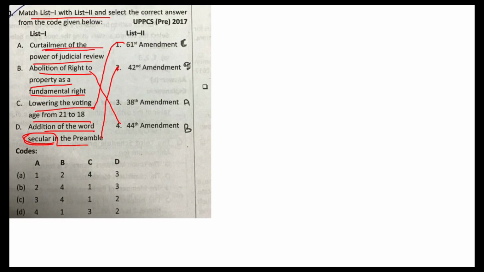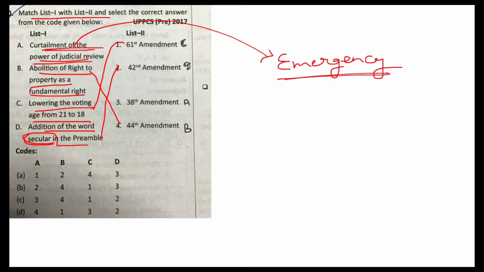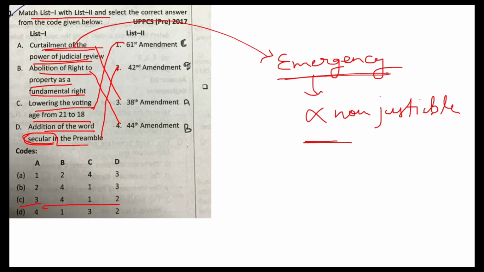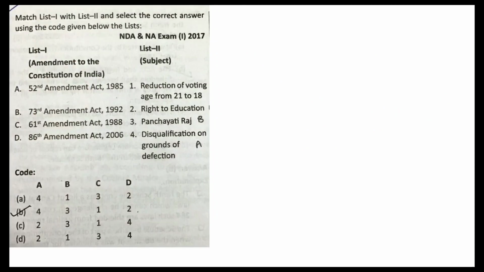And curtailment of judicial review is about the declaration of emergency. By this amendment, the declaration of emergency by the President was made non-justiciable, that cannot be challenged in any court. So A3, B4, C1 and D2 is correct. C is your answer. Next.